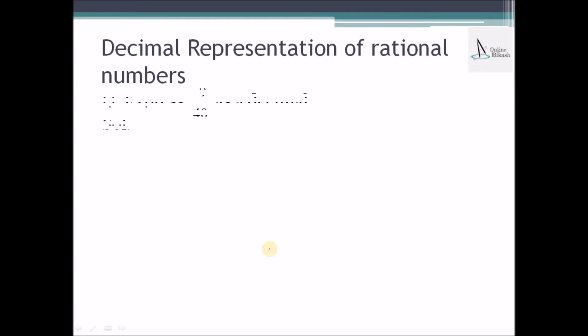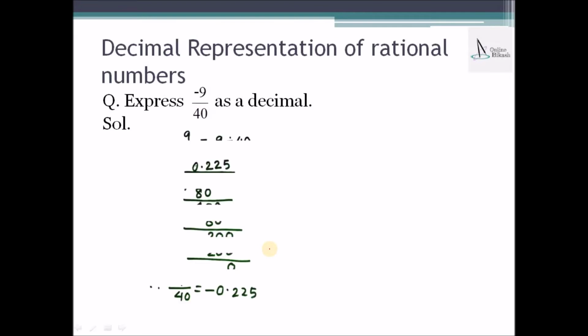Now see one more example. Minus 9 by 40. Here what is happening? I have put a minus sign before the rational number 9 by 40. Minus 9 by 40. What we will do? We will simply divide 9 by 40. As earlier I discussed how to divide, in this case also, if you see and try to understand, you will get it.